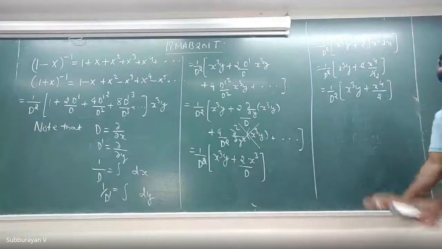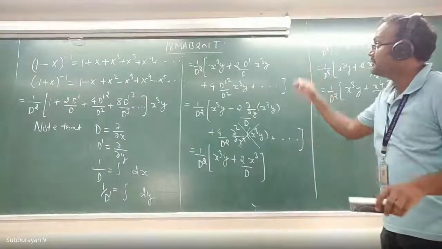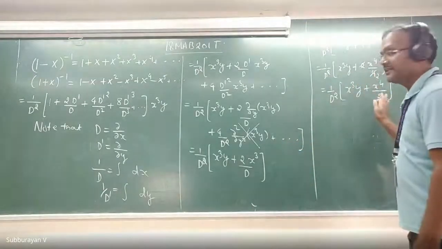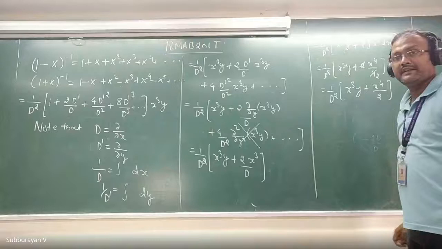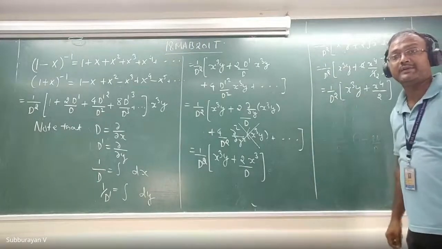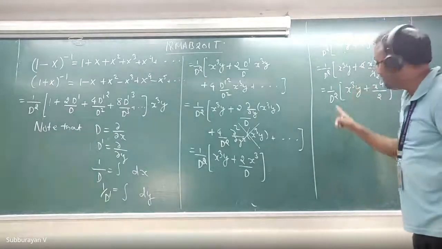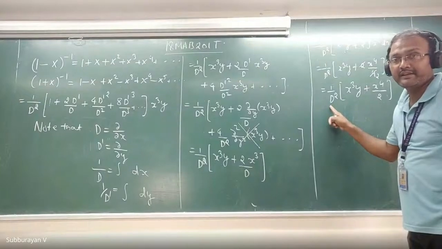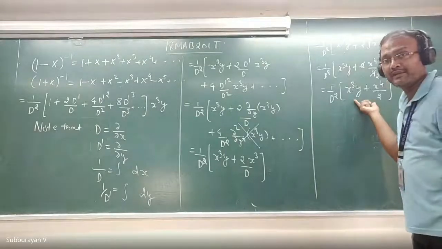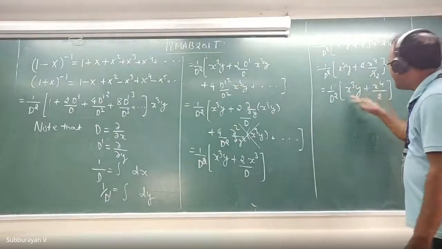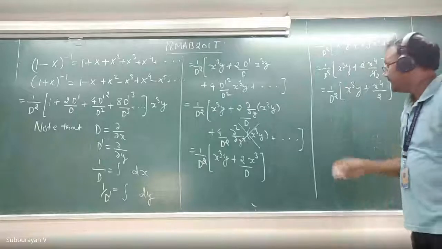So inside the parenthesis there is no operator. First we have to find out the last expression without the operators inside the parenthesis. Now outside the parenthesis we have operator 1/D². That means we have to integrate this expression twice with respect to x because we have D² here. 1/D into this expression means integrate one time with respect to x. We have D², so integrate this expression partially with respect to x twice. I will do it one by one.